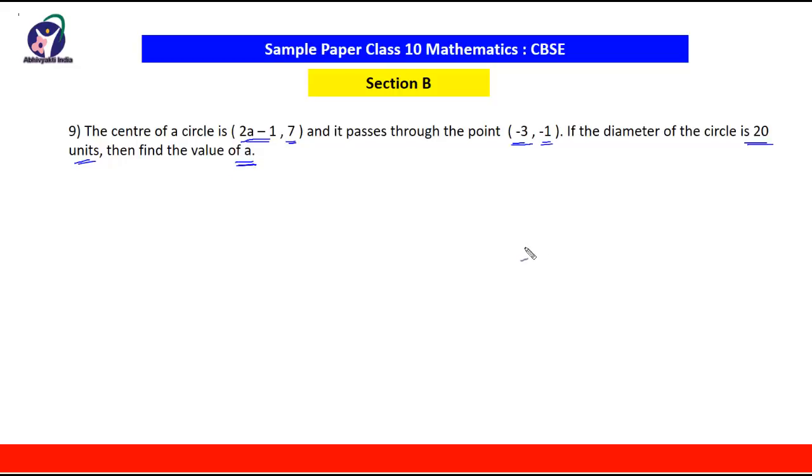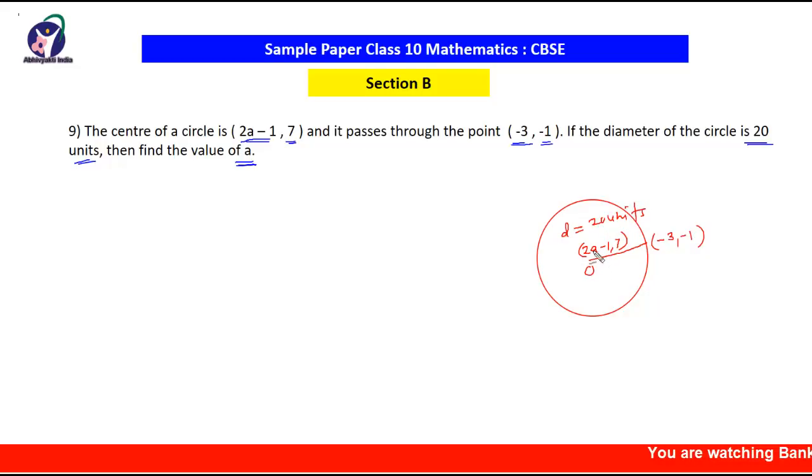Here it is given that a circle whose center is given as O, its coordinates are (2a minus 1, 7), and it passes through a point on the circle whose coordinates are (minus 3, minus 1), and it is given that the diameter is equal to 20 units.